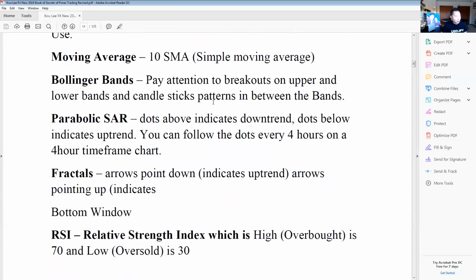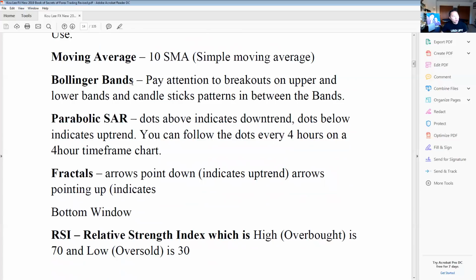Now, I don't use any of these indicators anymore, but if you want to, you can. You can use the moving average, which is the 10 simple moving average. It's on the default settings on the MT4 mobile app. If you put the moving average on TradingView, it's your 9-day simple moving average. I don't know why they have it set for the 9-day, but they have it set on 9-day.